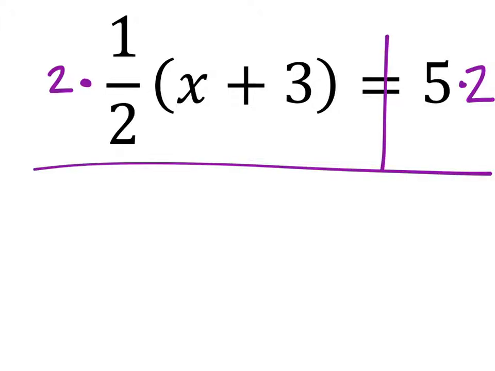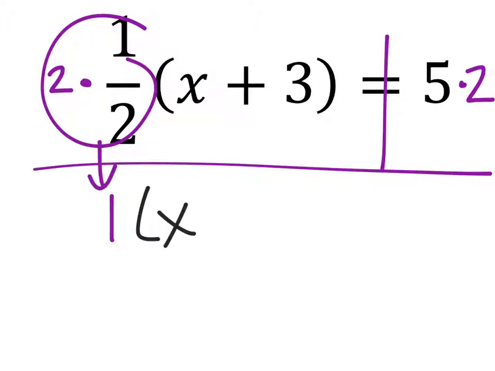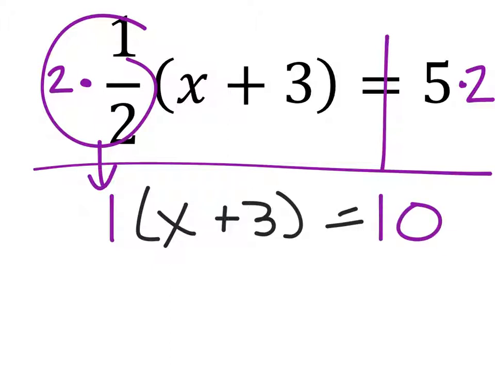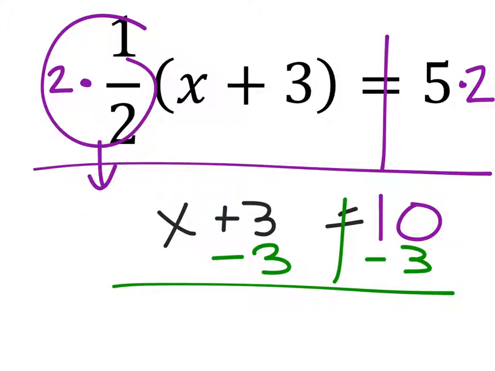And what does that do? Well, 2 times 1/2 gives us a 1. And then we have the x plus 3, right? Equals 5 times 2 is 10. Well, 1 times (x plus 3) is just going to give us itself, so we can get rid of the 1. Now we've got x plus 3 equals 10, which we've already done by subtracting 3 from both sides. We get x equals 7.